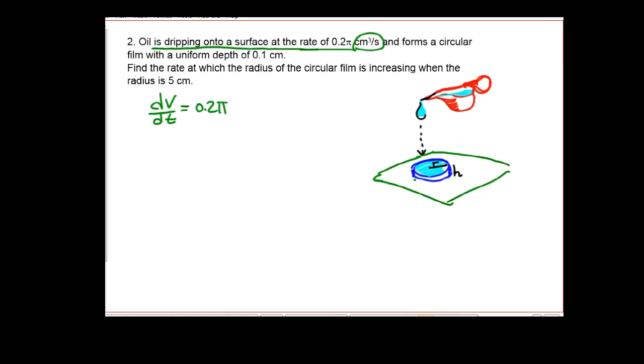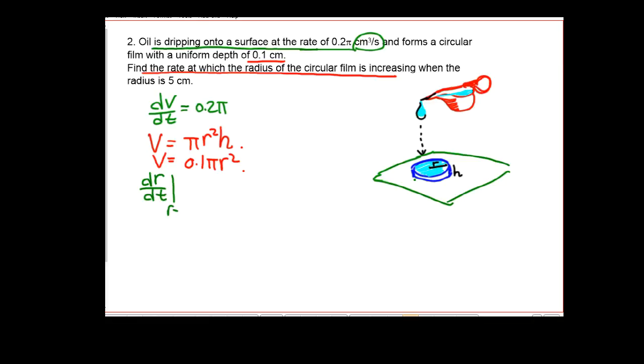Next, this is a cylinder. The volume of the cylinder is pi r squared times h. And h has a uniform height, that is 0.1. Therefore, this is 0.1 pi r squared. All right, that's my V. Next, find the rate at which the radius of the circular film is increasing when the radius is 5 cm. That means I want to find dr/dt when r is equal to 5 cm. So this is what I need.